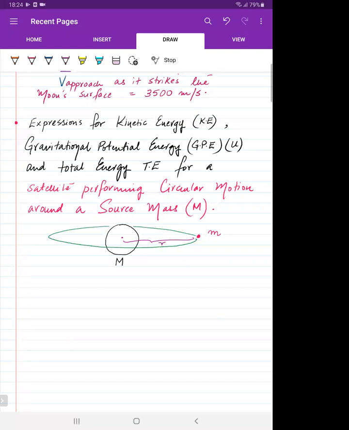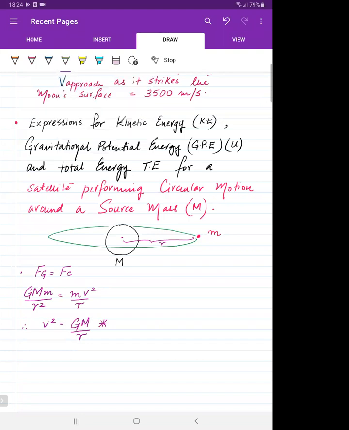ठीक है यार, 3 formulas करना है ना. So starting with the formula for kinetic energy. So remember, the gravitational force provides the centripetal force. So gravitational force will be GMm upon r square. Centripetal force will be mv square upon r. From here you will get v square is equal to GM upon r.